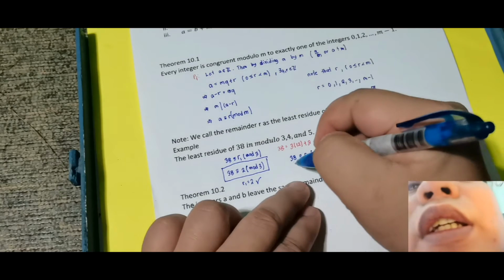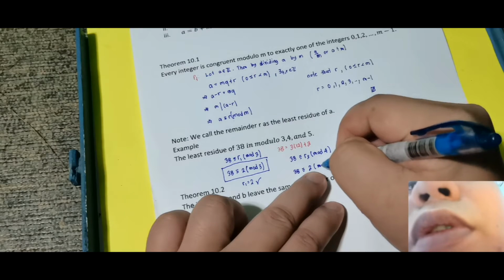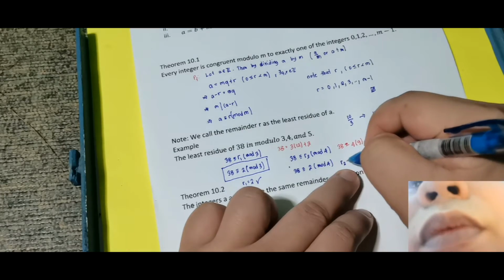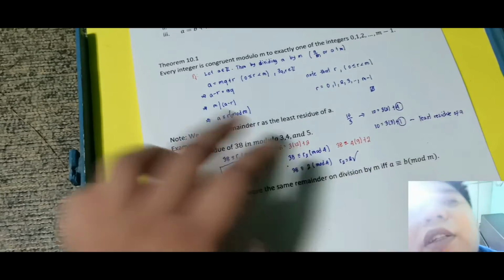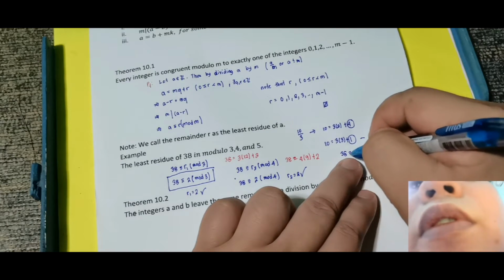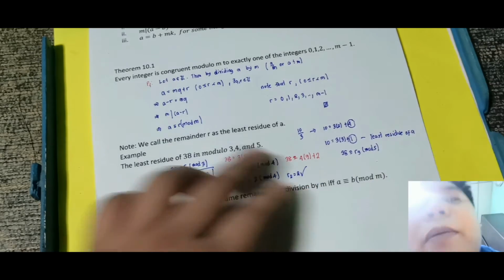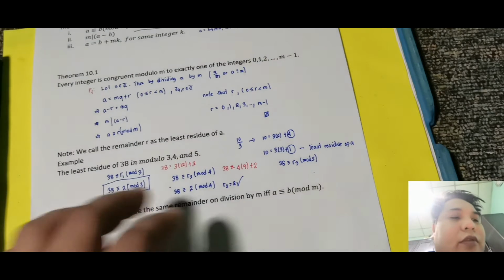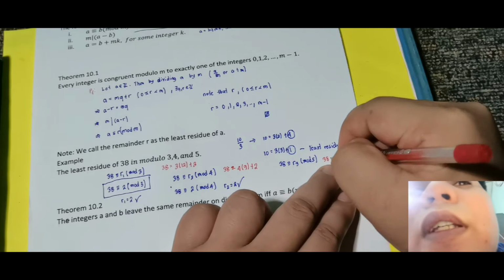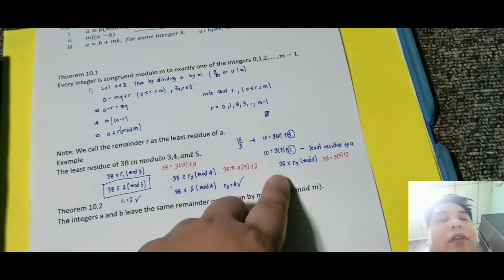So meaning, 38 congruent to 2 modulo 4. Yun yung least residue, so r sub 2 is equal to 2. Okay, so possible yan. Then lastly, pag dinivide sa 5, we have 38 congruent to r sub 3 modulo 5. Upon dividing by 5, ano yung possible dyan? So 5 times 7 is 35, plus 3. So meaning 3 yung r sub 3 natin.